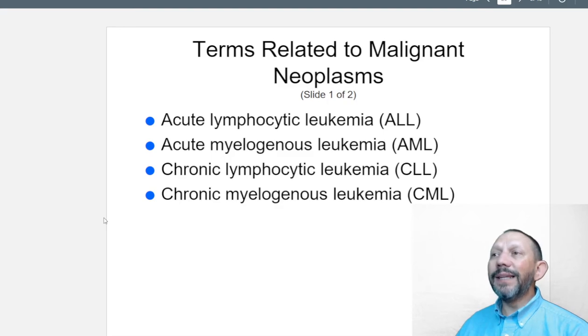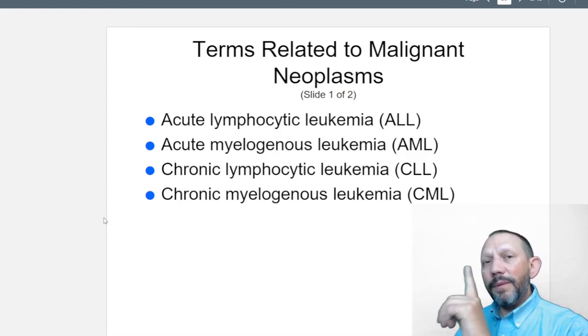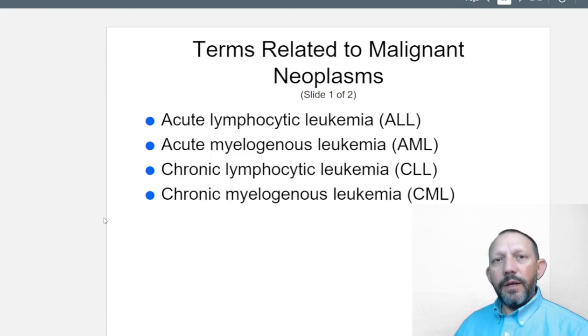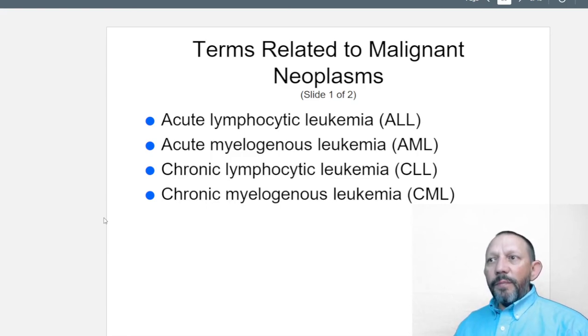Terms related to malignant, these are the bad guys. Acute lymphocytic leukemia. So here, these are good. Acute myelogenous leukemia, chronic lymphocytic leukemia, chronic myelogenous. So remember, myelo means bone marrow, right? It kind of means the marrow. So these are from the marrow, and then the lymphocytic has to do with the cells themselves.